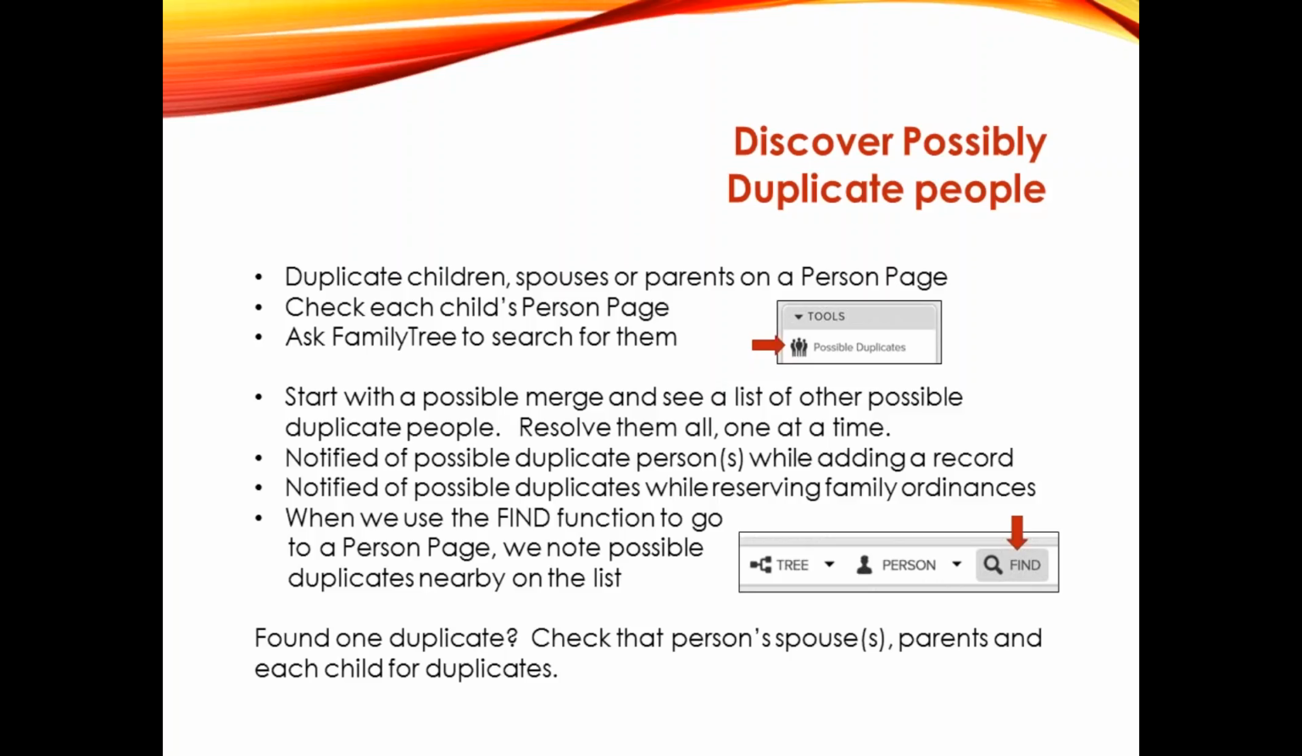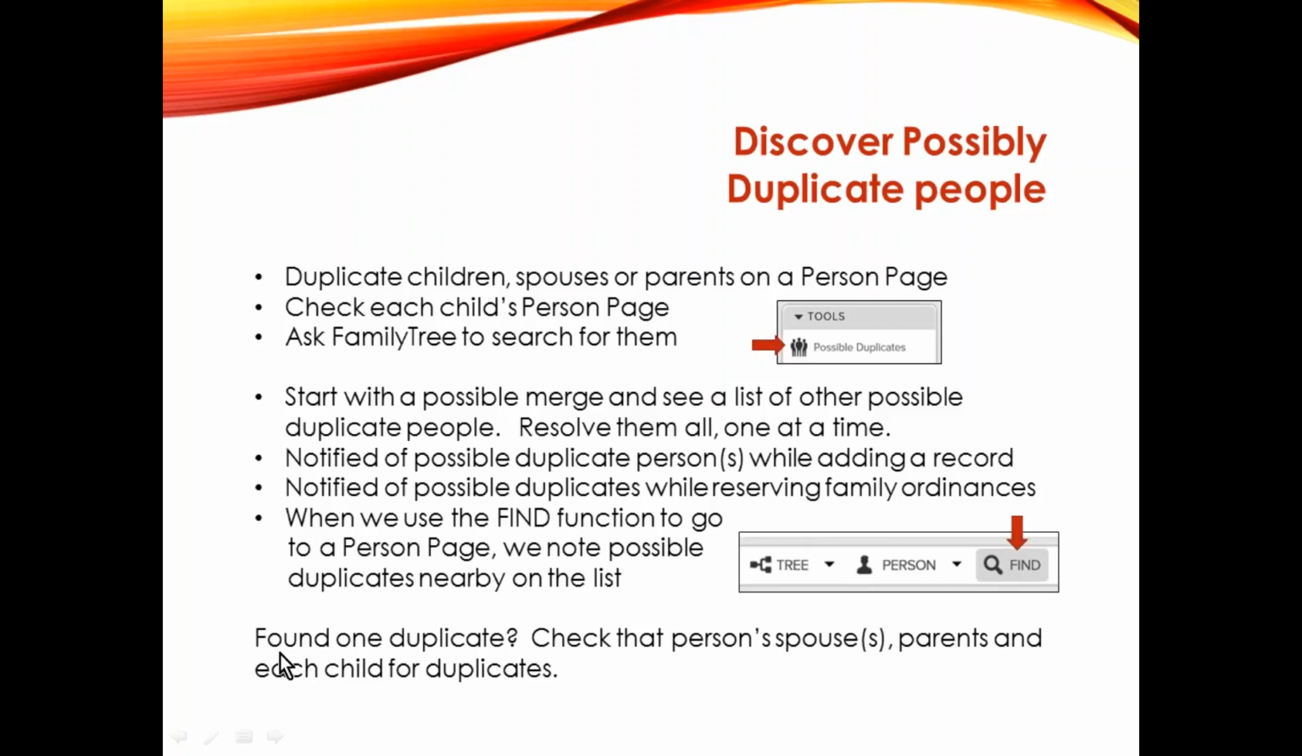We can be notified of possible duplicate people while we're adding a record. We can be notified of possible duplicates while we're reserving family ordinances. Sometimes when we use the find function to go to a person page, we simply note possible duplicates nearby on the list. And in that case, I always jot down those possible duplicates and come back and review them under the Tools box. Many times FamilySearch will not bring them to my attention. I needed to be able to find them from that find list and enter the person IDs myself one by one in order to dispense with possible duplicates.